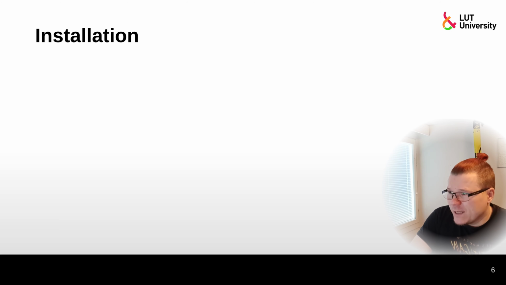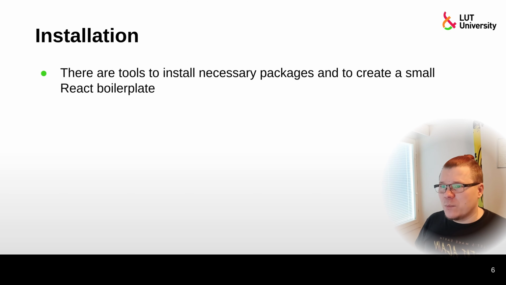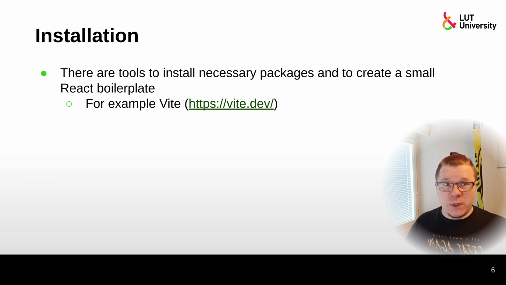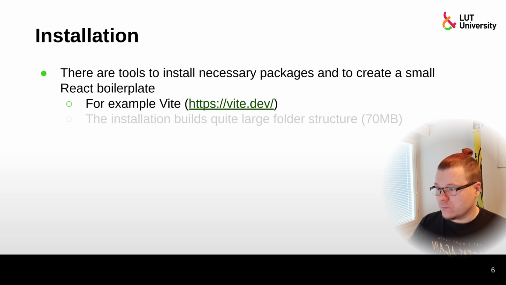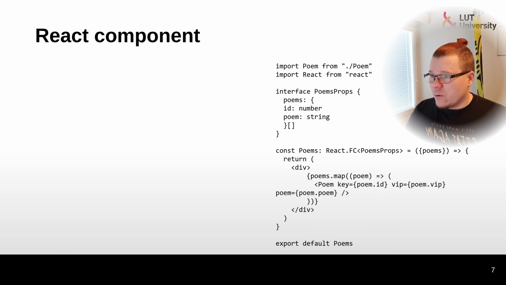So how do we get started? There are plenty of tools for how to install React and the package. We are using this Vite. It's just one tool that is a lot used in web development. It gives us the way to create some boilerplate project, for example for React, but also for other tools. So this installation process takes a while and builds quite a large folder structure. For example, if we just build a simple React boilerplate, it's over 70 megabytes, so there will be a lot of JavaScript code.